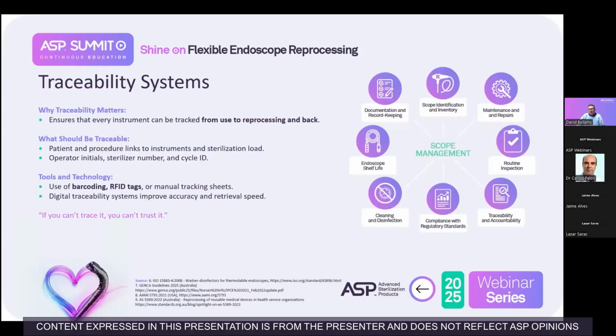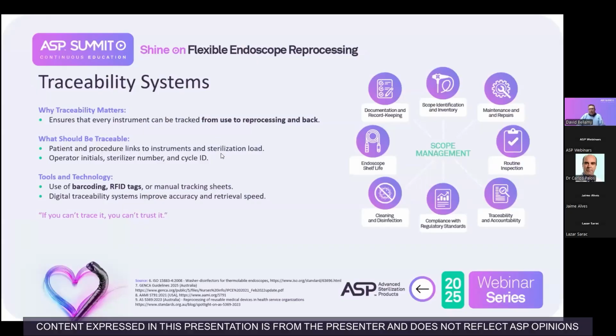There is also mobile integration, where staff can scan barcodes and get real-time logging and cycle verification. QA logs, maintenance, micro testing and repairs are also being tracked per scope and readily available. So traceability is not just a process. It's also a promise that each patient receives care with properly cleaned, disinfected and safe instruments.